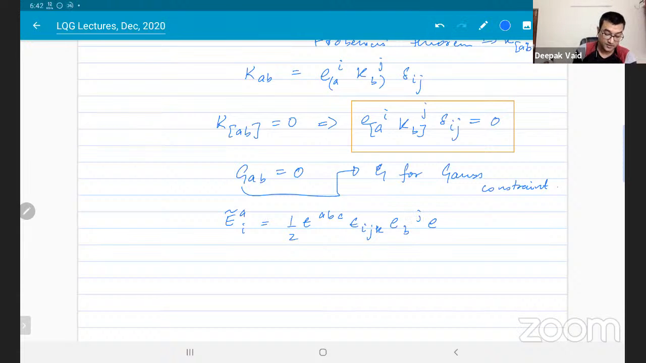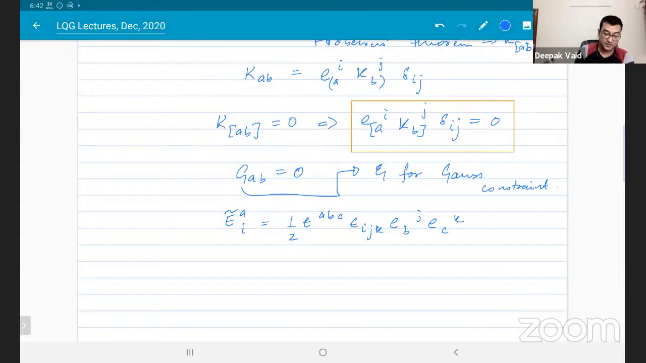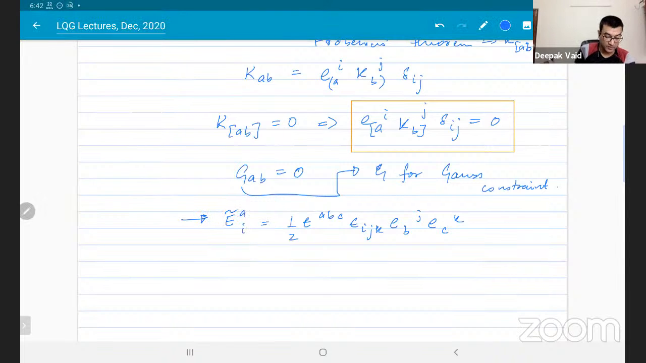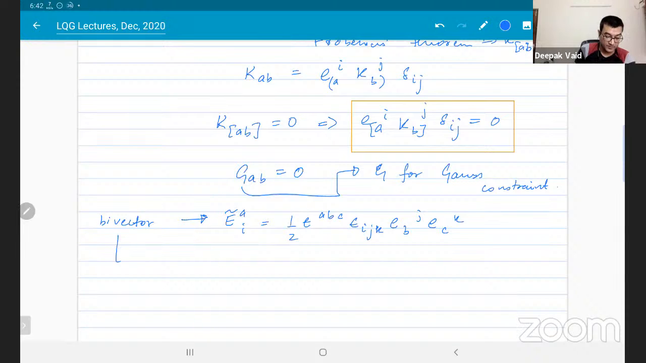EBJ ECK. Now, what is this quantity? This is basically you're taking the cross product of these vectors, right? These are two vectors, and you're taking the cross product. And this quantity is actually a bivector, and you're taking the dual of that bivector to write down a vector, right? And this bivector represents the area form.